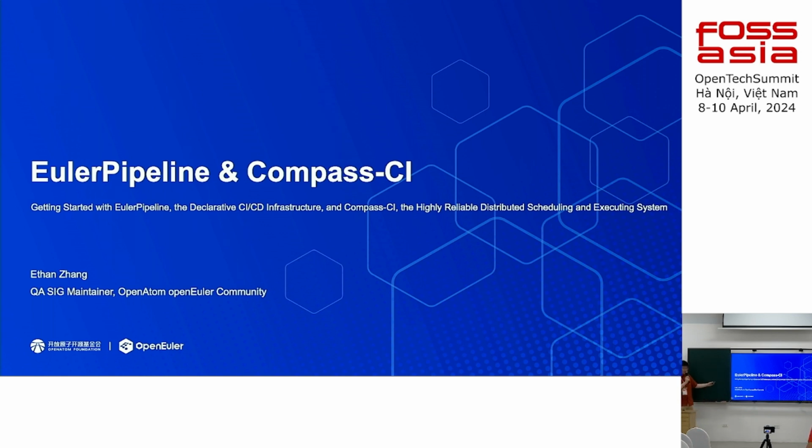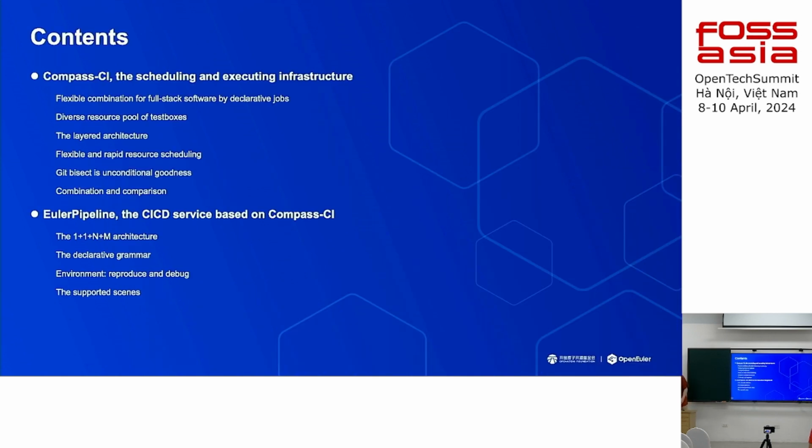So that's EulerPipeline. The Compass CI is the base of the EulerPipeline, so I will start with the Compass CI first. It is the scheduling and executing system, which is the most important thing of any kind of complex system, like building or testing. All of them need the infrastructure to schedule resources or execute your job on the remote node. So let's start with the Compass CI.